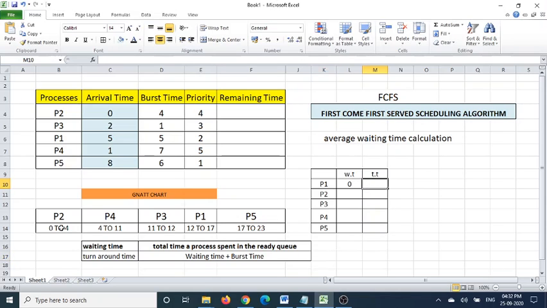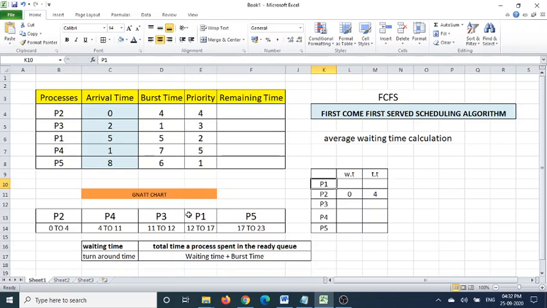So P2 got into the queue at 0. Immediately it got the processor. That means 0 waiting time. What is TT? TT is waiting time plus burst time. We are doing this for P2. P2's waiting time is 0, and P2's burst time is 4. So 0 plus 4 is 4 in total. Okay. Now let us go with this table.